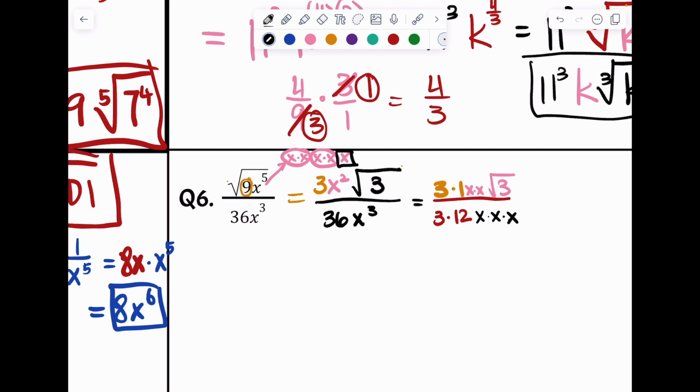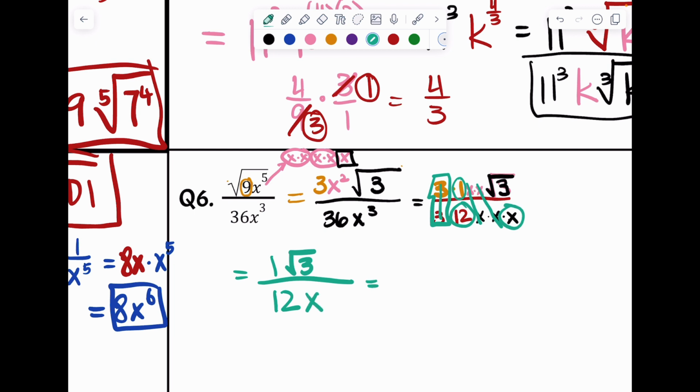Okay, I hope that helps so far for people who are having trouble with simplifying. So here's my giant 1 of 3. And then I'm left with 1 over 12. Okay, so that's 1 over 12. And then x over x over x becomes 1. And then square root of 3 stays as it is, and x is left behind. So if I were to simplify that, it would look like this. Square root of 3 over 12x. Okay, and that's the first one.